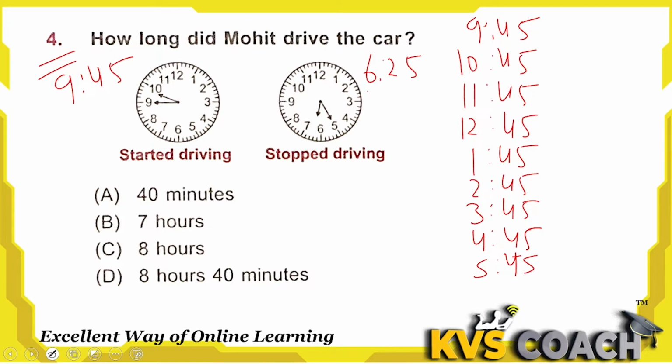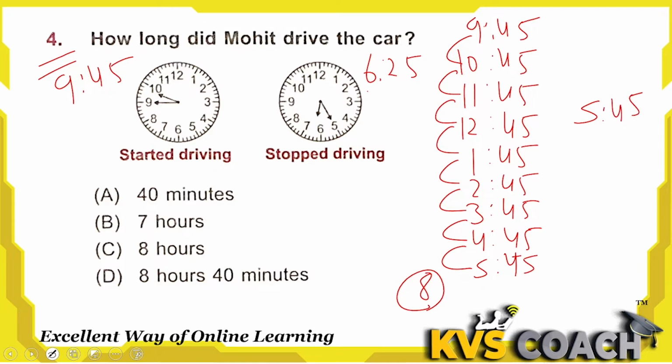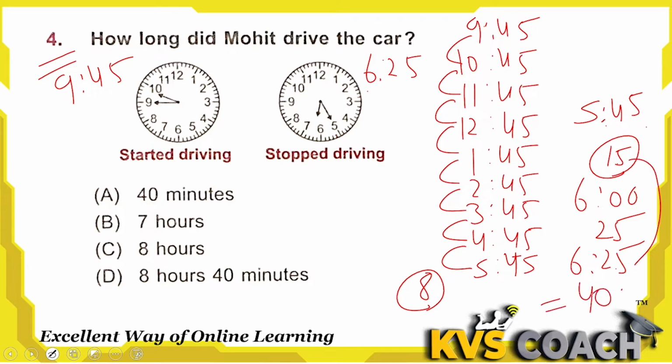So let's check hours first. 1 2 3 4 5 6 7 and 8. So total he has spent 8 hours. Okay, now minutes. Now 5:45 to 6:25, we have to check the minutes. So 5:45 to 6, it is 15 minutes. After 15 minutes it will be 6, and here it is 6:25. So 15 minutes plus 25, this will be 6:25. So 15 plus 25, how many minutes are there? That is 40. So journey is 8 hours 40 minutes. D is the right answer here.